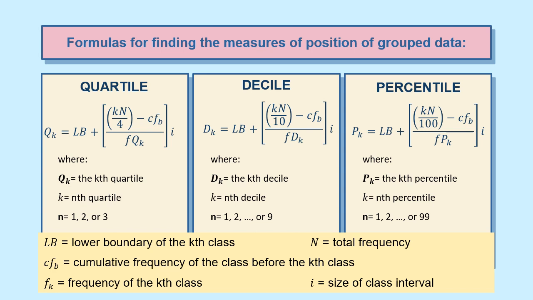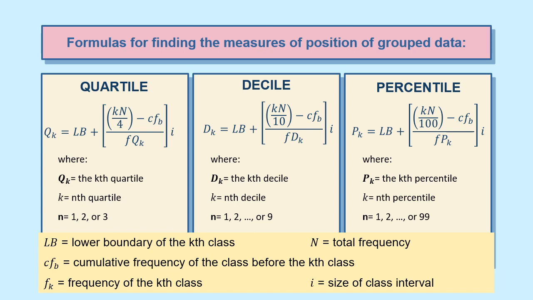In the quartile formula, Q sub k is the kth quartile. K is the nth quartile, such that n can be 1, 2, or 3. For the decile formula, D sub k is the kth decile. K is the nth decile, such that n can be 1, 2, 3, 4, 5, 6, 7, 8, or 9. And for the percentile, P sub k is the kth percentile. K is the nth percentile, such that n can be 1, 2, up to 99.